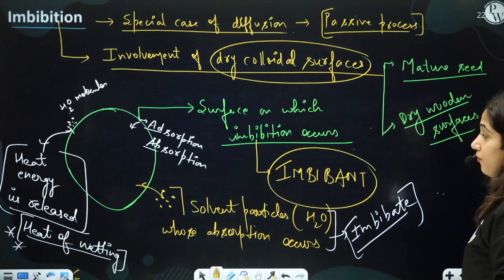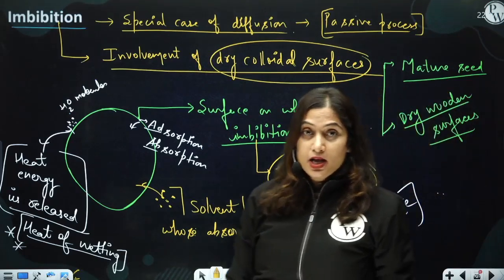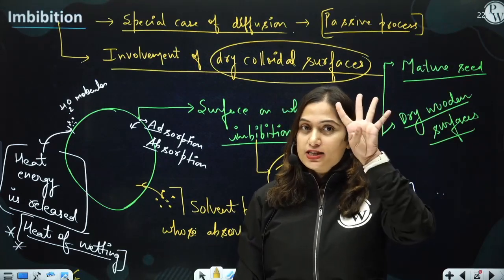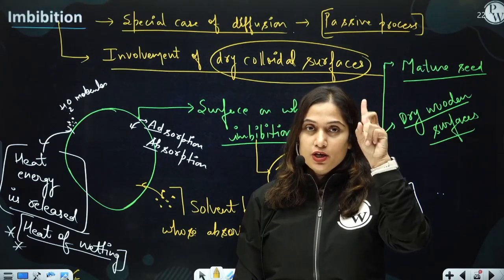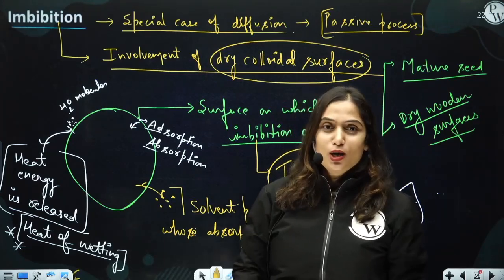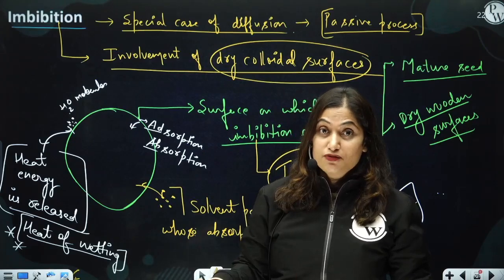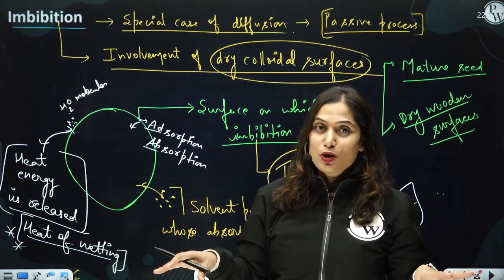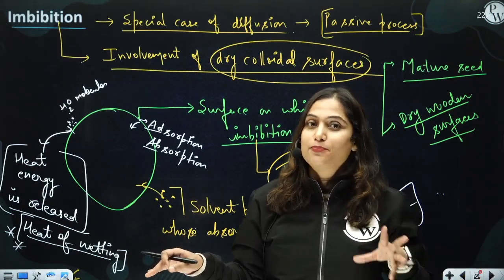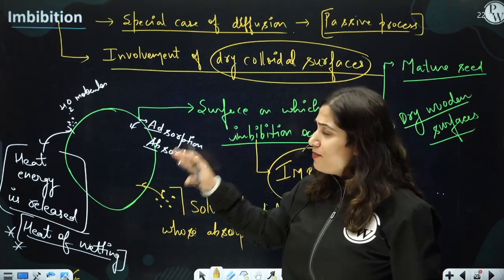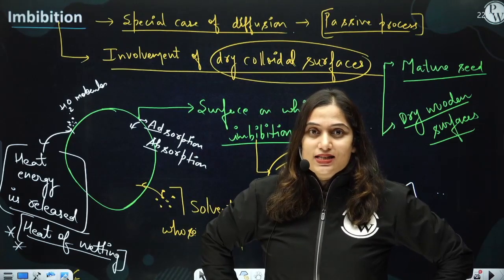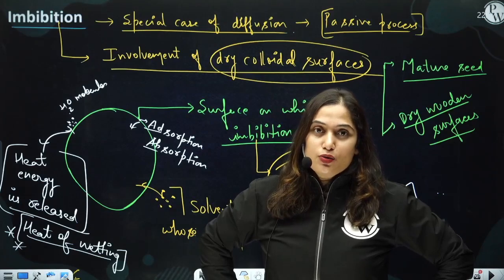Now, imbibition. Imbibition again is also a special case of diffusion. So there are 4 cases of diffusion: simple diffusion, facilitated diffusion, osmosis, imbibition. These all are cases of diffusion. These all are passive processes, and they all depend on concentration gradient, except osmosis, because it depends both on concentration and pressure gradient. Imbibition, how is it a special case of diffusion? Because it needs a dry surface to occur.